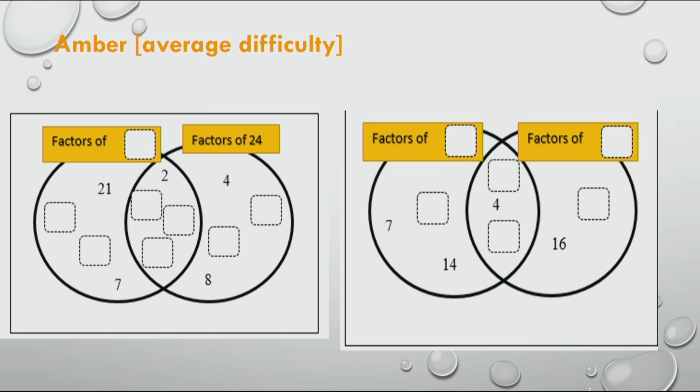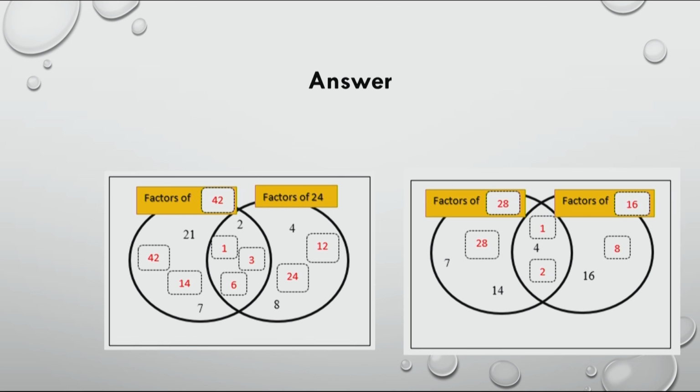In the next 5-10 seconds, we'll have a look at the answer. Okay, let's have a look at the answer. What have you got? So that's the missing: it's the factors of 42 and factors of 24. So that's what needs to be filled in. And the next one, factors of 28 and factors of 16. So that was for Amber, more or less average difficulty.